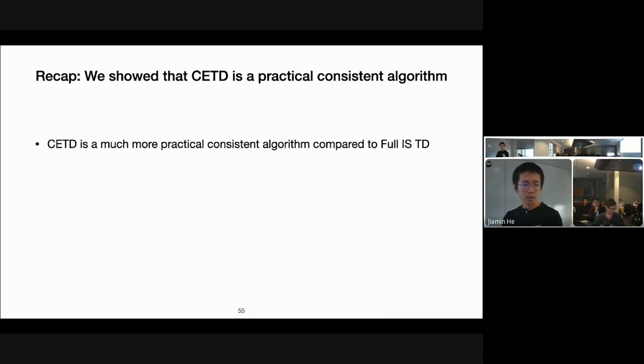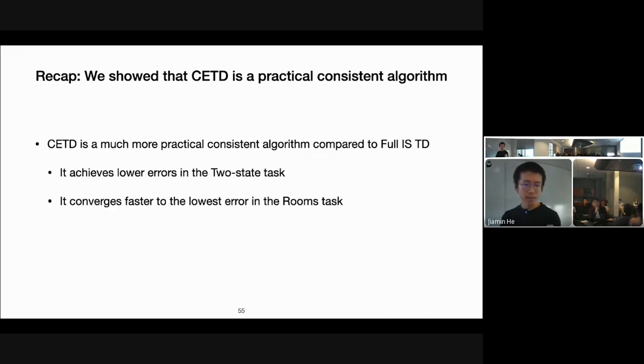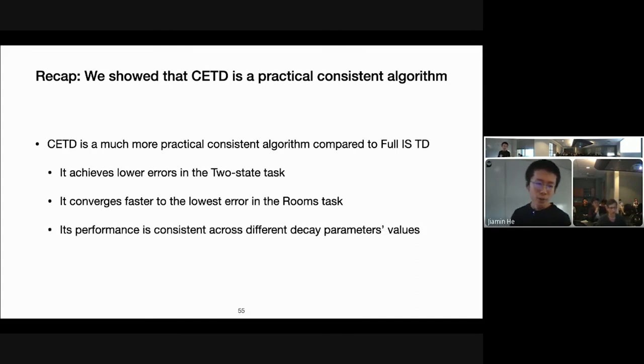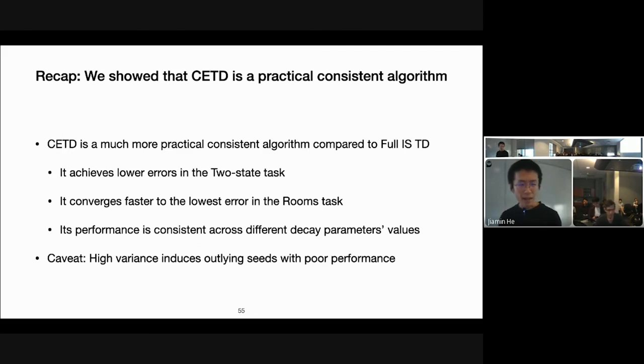Now, I quickly wrap up the contribution in the empirical evaluation that we show CETD achieves lower error in the two-state task. It converged faster in the room task. And the caveat is that it still suffers from high variance.